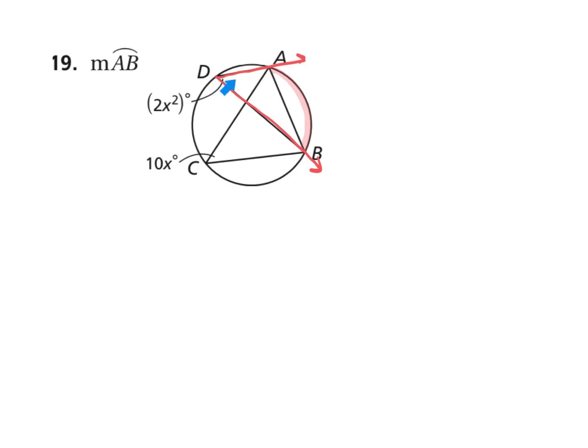Alright, in this one, this angle intercepts this arc, and this angle intercepts the same arc. Therefore, these measures have to be equal. So we set those angle measures equal to each other and solve for x. Once we solve for x, then we can answer the question, what's the measure of arc AB?